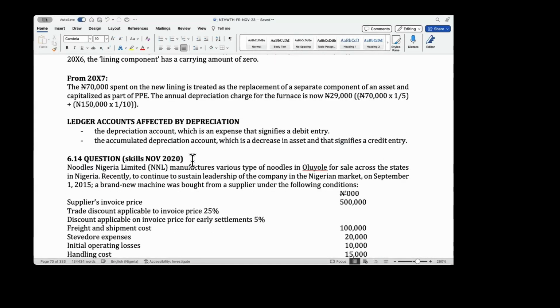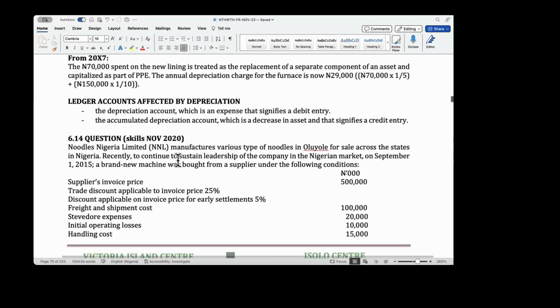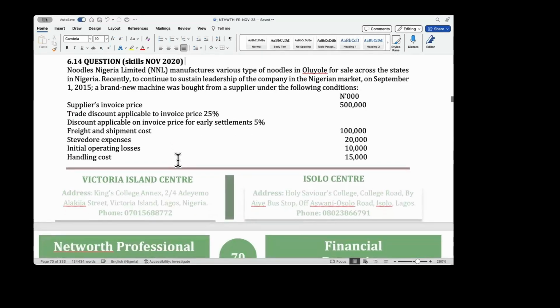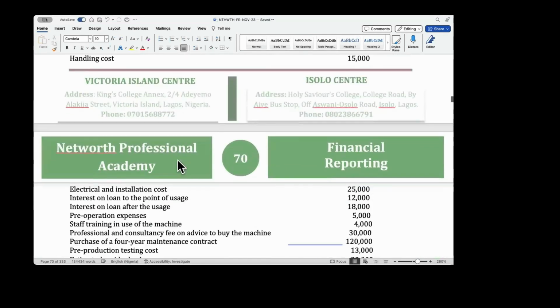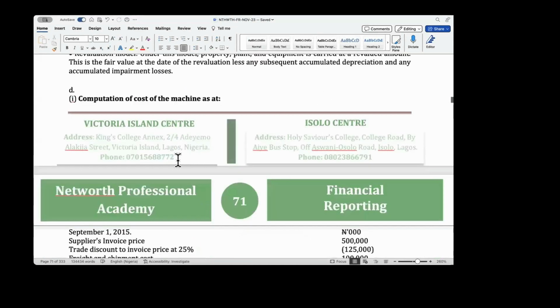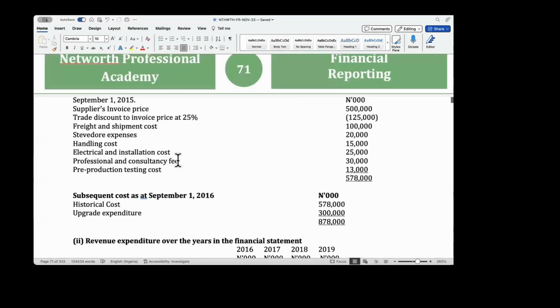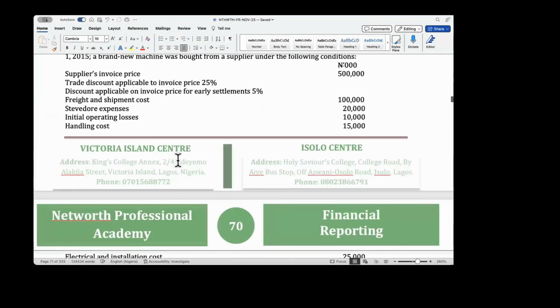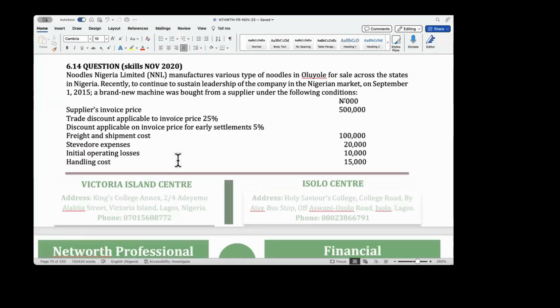Now, there was this question they asked in November 2020. With what I've taught you today, you should be able to answer this question. I know the solution is there with you, but I would advise you to attempt it yourself without looking at the solution. It will greatly help you.